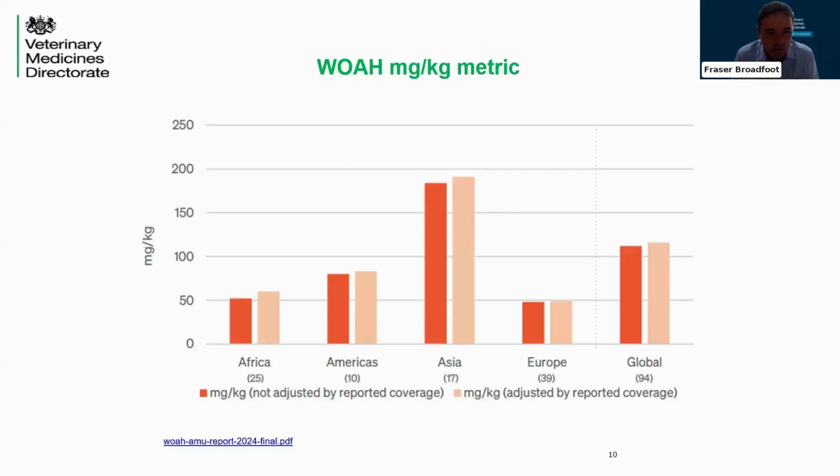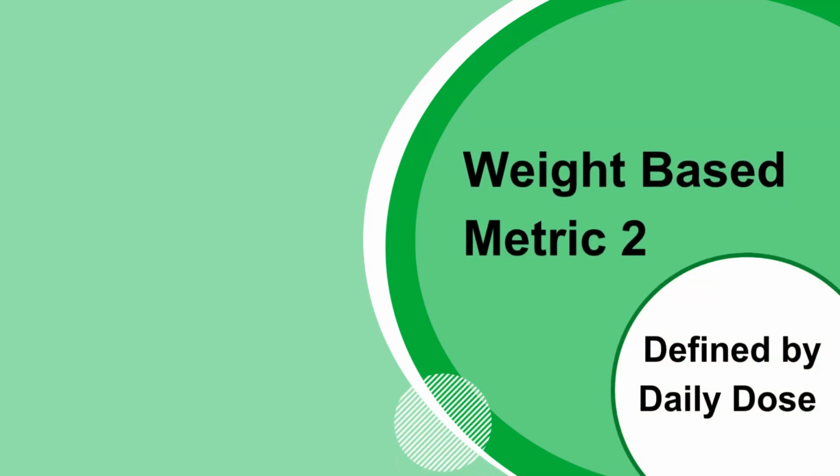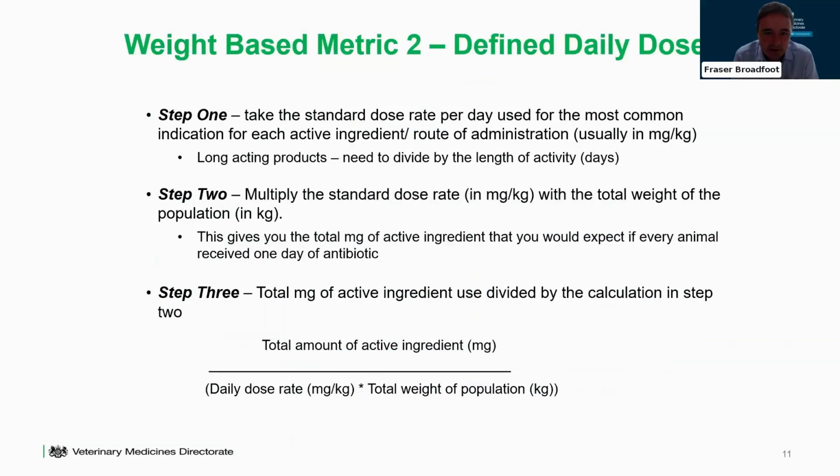So this is the WOAH metric, and WOAH have a milligram per kilogram metric that they use to look at antibiotic use per region and per country, and this is what's on the ANIMUSE database, which is split by country in many cases as well. So I'll now move on from milligram per kilogram, which is a relatively simple metric, and I'll try and explain another metric which overcomes some of the limitations, not all of them, but some of the limitations of milligram per kilogram, and this is called a defined daily dose metric, but it is a little bit more complicated.